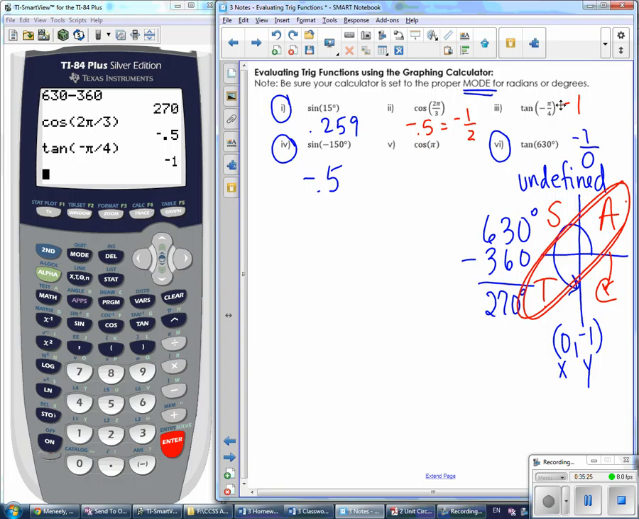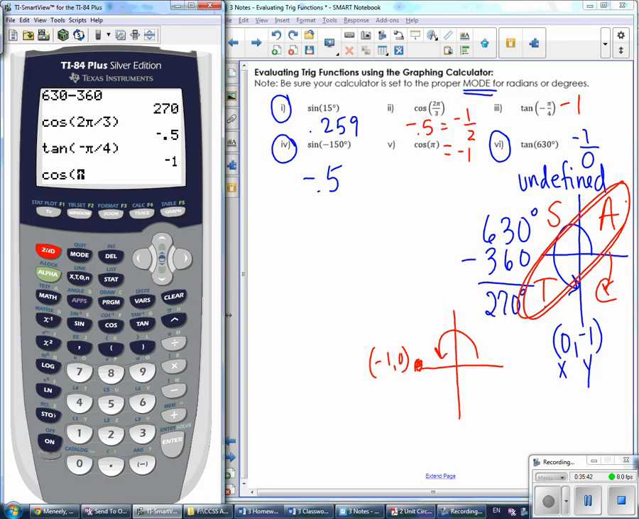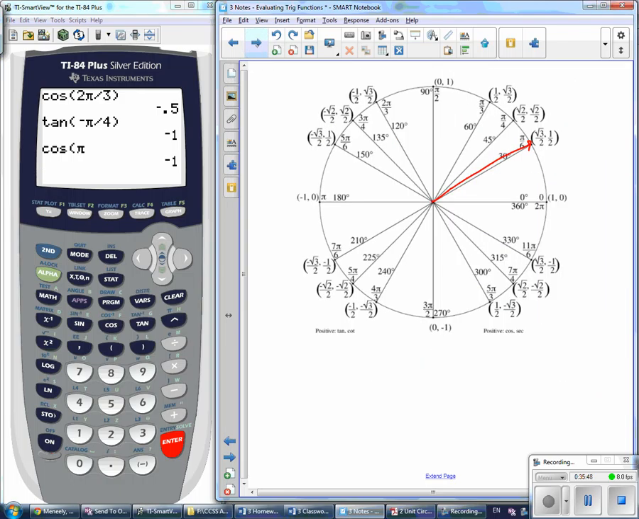And then the cosine of pi, you actually don't need your calculator for this. If you remember, pi is that point right there. And so if you think about the ordered pair, it's (-1, 0), so the cosine should be -1. But if you want to do this on the calculator, we're looking at the cosine of pi, and you get -1. And then I think the rest is just some practice.